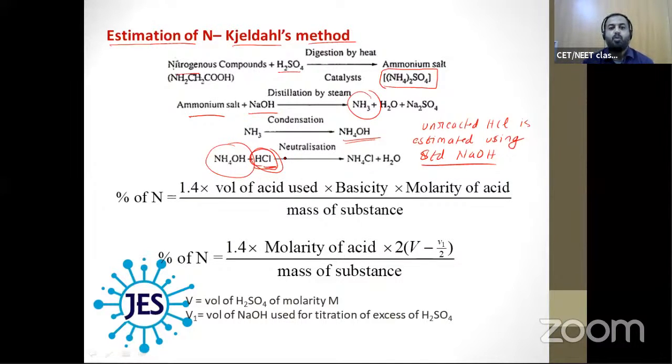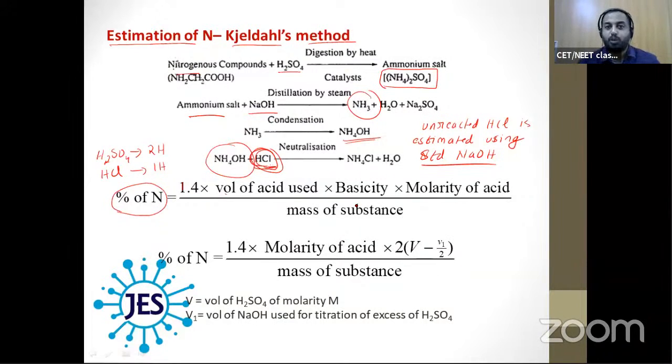One, if you know the HCl volume, you can use this equation. Percentage of nitrogen is equal to 1.4 into volume of acid used into basicity. Basicity is the number of replaceable hydrogens. Let's say sulfuric acid, H2SO4, has 2 hydrogens, so basicity is 2. HCl has only 1 hydrogen, so basicity is 1. So basicity is the number of replaceable hydrogens, into molarity. Molarity, you all know, is a method of expressing concentration, divided by mass of substance. That will give you percentage of nitrogen. So put 1.4 into volume of acid used into basicity into molarity divided by mass of substance.